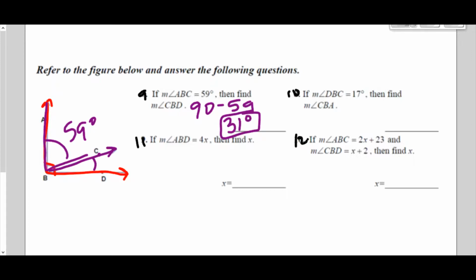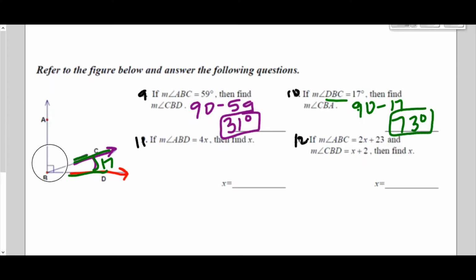Number 10 is going to be very similar to how we did number 9. Except this time we know DBC is 17, and we need to find this angle. So we're going to do it the same way we did before. We know that those angles form a right angle. So if we take our 90-degree angle and subtract off 17, we'll get the measure of angle CBA. So that will be 73 degrees. So I'm going to erase this.